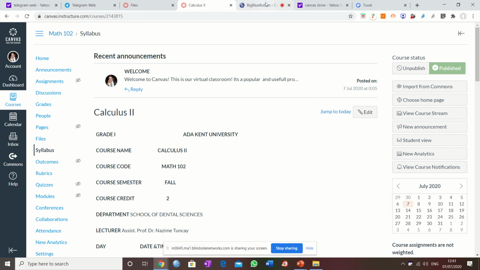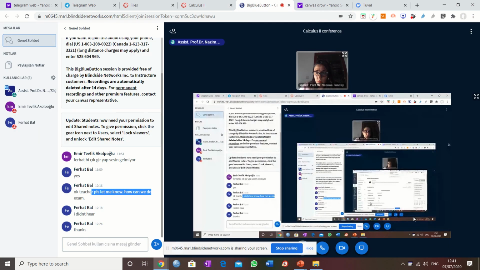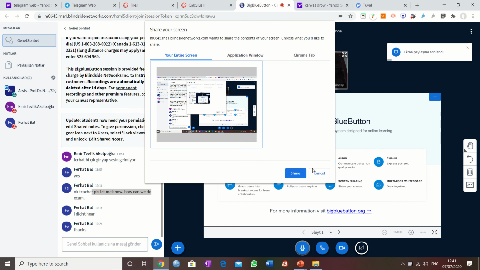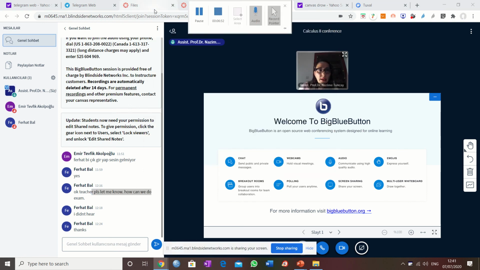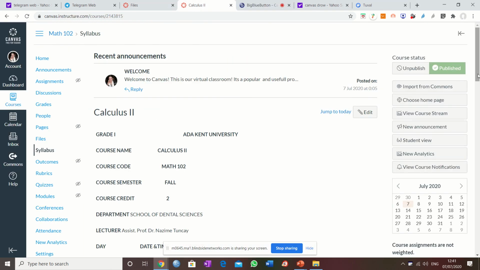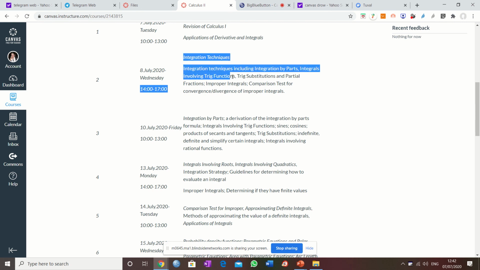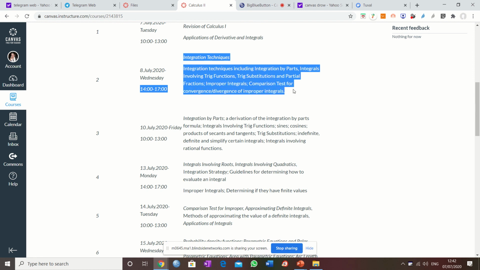This was just an introduction here, and I'm going to stop this presentation. For the next course, I have to share my screen to show what is next from the Canvas. So I open the Canvas. Yes, tomorrow we are going to see integration techniques, including integration by parts, integrals involving trigonometric functions, trigonometric substitutions, and partial fractions, improper integrals, comparison tests, convergence, and divergence of improper integrals. So we are going to see these subjects next course.